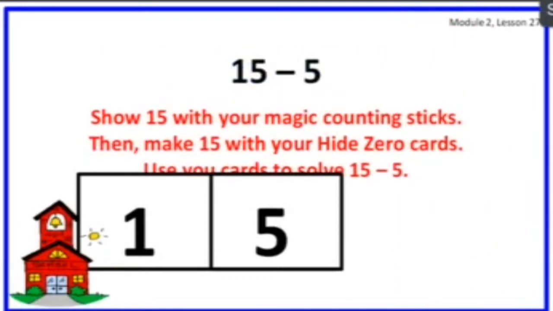And let's look at the next. We have 15 minus 5. Now we're going to use that same method that we used to get our 13 to get our 15 and cross out the 5. Alright, so show 15 with your magic counting sticks. Then make 15 with your hide zero cards. Use the cards to solve 15 minus 5.